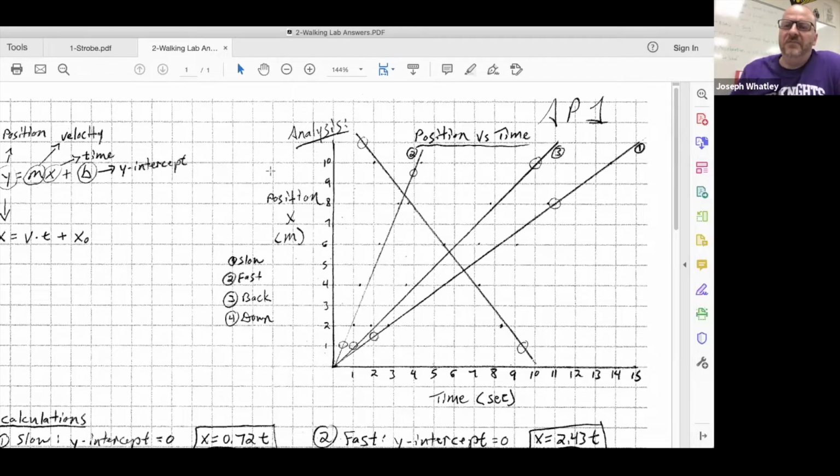When you drew your graph, make sure you always put a title. That's absolutely always a necessity. You've got labels for your X and Y axis and units. So I have position X in meters, I have time in seconds, and I call this position versus time graph. I graphed all 4 walkers, 1, 2, 3, 4. I labeled the 1, 2, 3, 4 on the lines. Apparently I forgot to label number 4, but I put over here what they were: slow, fast, back, and down.